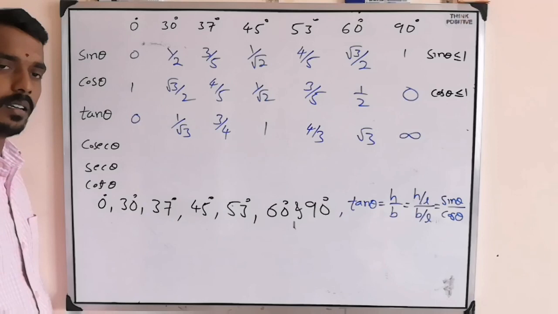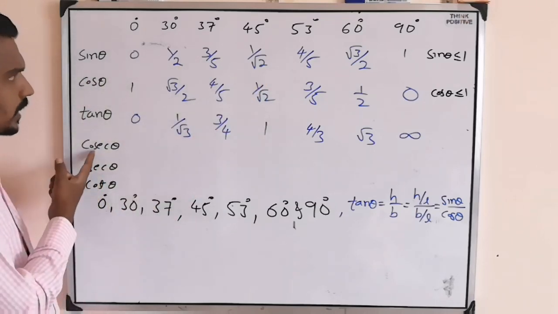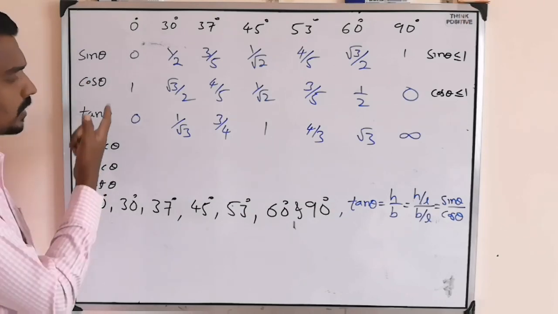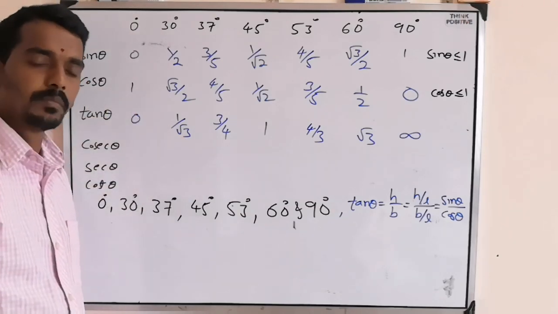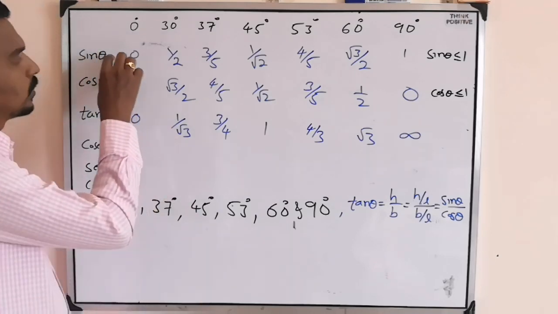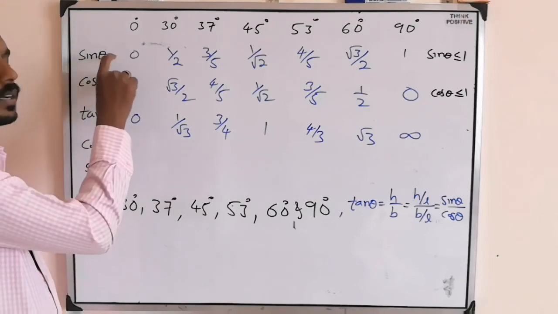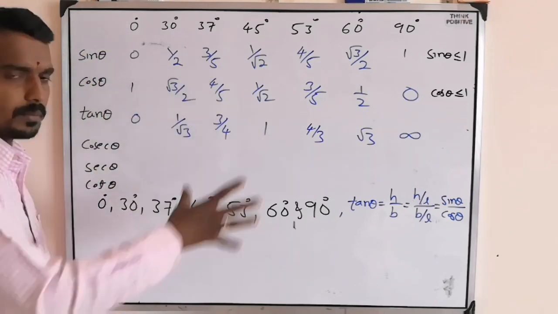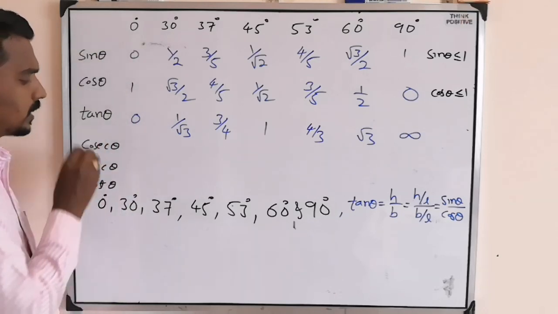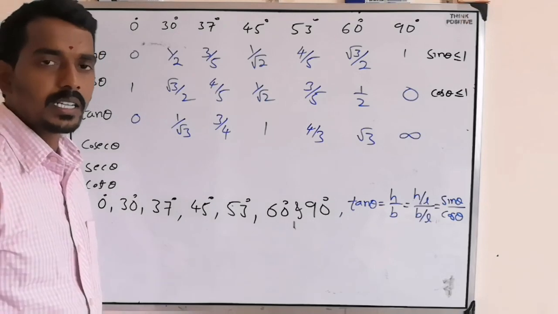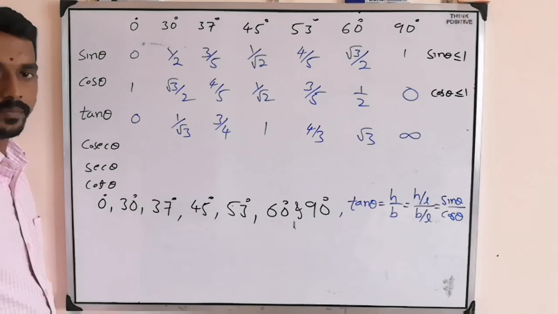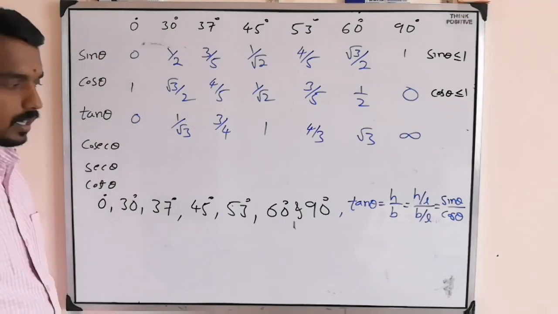That is tan theta. Once you know this, then cosecant theta means 1 by sin theta. Secant theta means 1 by cos theta. Cot theta means 1 by tan theta. But as I said, 90% of the questions are related to these two. So mainly remember these two. Of course you need to remember everything, but if you remember these two, this will come automatically. When you know these three things, this will come easily. That's why give more focus on these two, sin theta and cos theta.